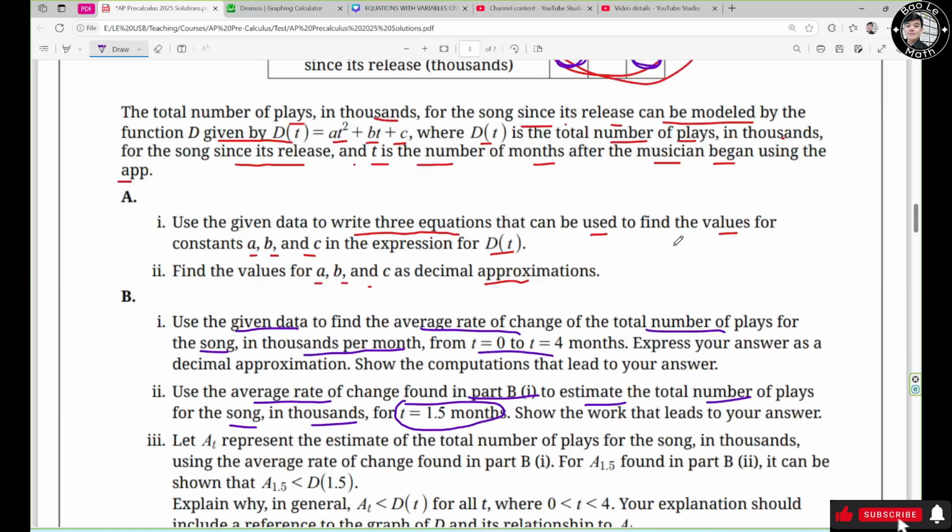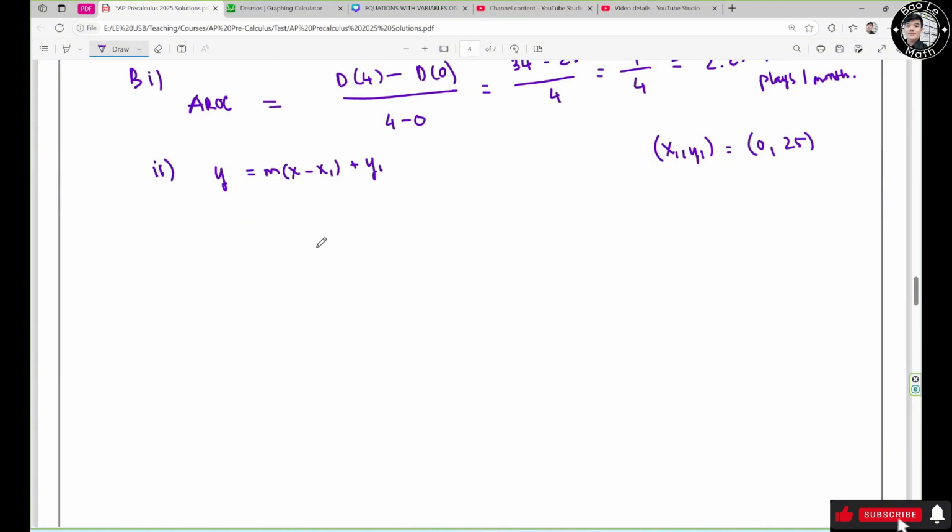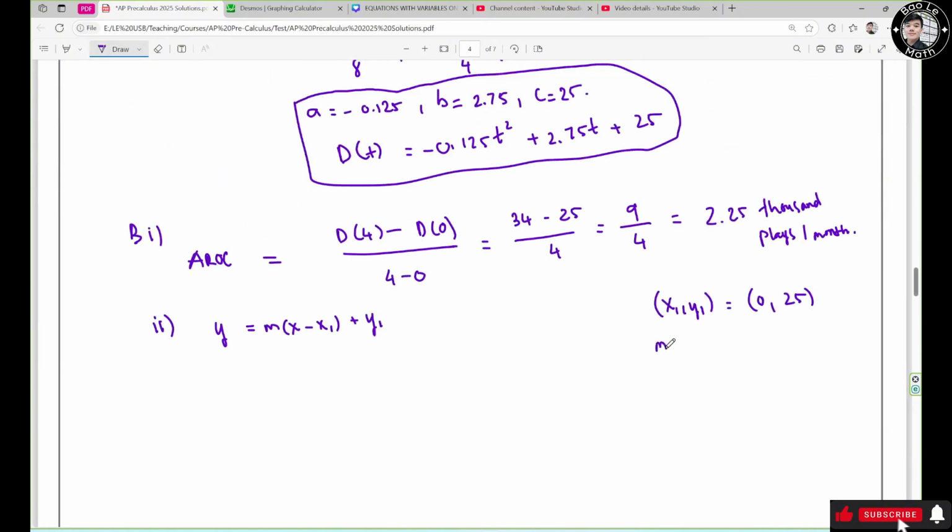Look at the table right here. This one, right? Now, m, which means the average rate of change right here, is 2.25. Now we substitute over here, so we have y equals 2.25 times (s minus s1, which means 0) plus y1, which means 25. So I simplify this one: y equals 2.25s plus 25.